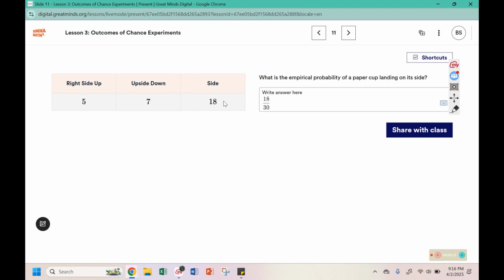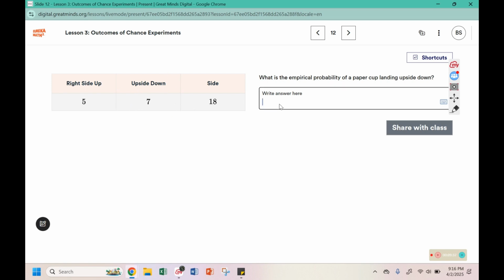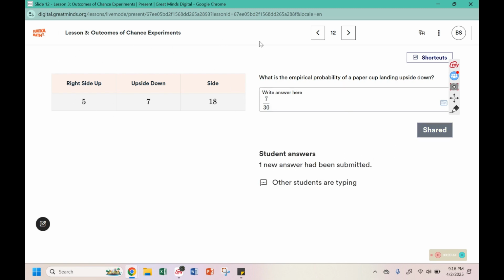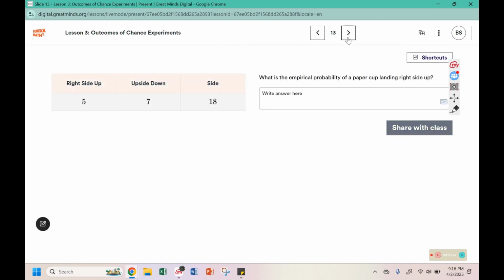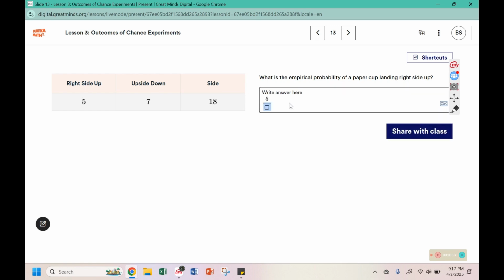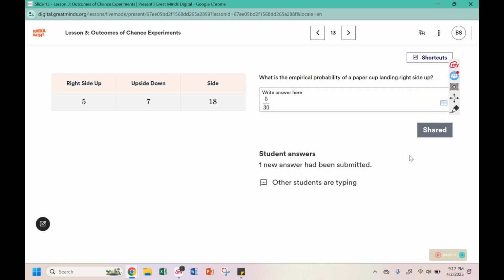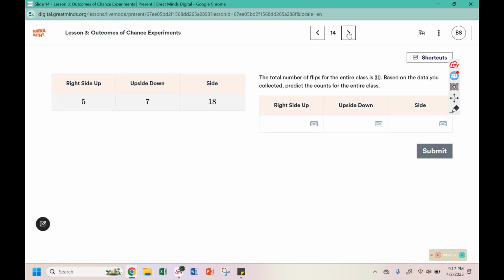The number of times it landed on its side might be different in yours, but the bottom should say 30 because you were to complete the experiment 30 times. For landing upside down, you're going to take the number of times that it landed upside down and divide it by 30, because again, that's the total number of times we did this chance experiment. Then landing right side up, take your right side up number divided by 30.